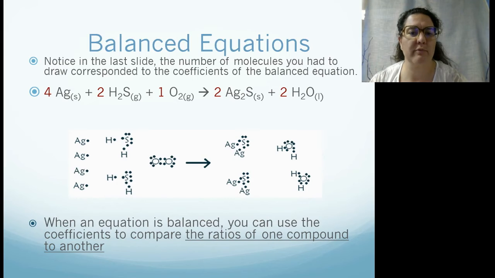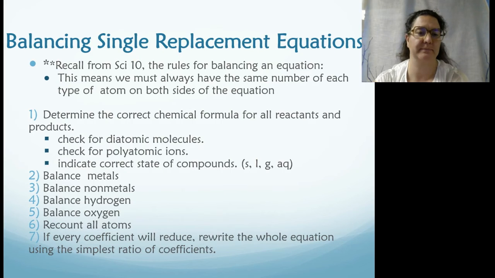In the last slide, the number of molecules we had to draw corresponded with the number of coefficients in the balanced equation. So we had 4 silver molecules drawn, while we had 4 as a coefficient on silver, and 2 hydrogen sulfides in our balanced equation and 2 molecules of hydrogen sulfide. When an equation is balanced, we can use the coefficients to compare the ratios of one compound to another. So in this chemical equation, we'll have 2 molecules of water, 1 molecule of oxygen, 4 molecules of silver. And we can do this to calculate masses of reactants and products in a reaction.